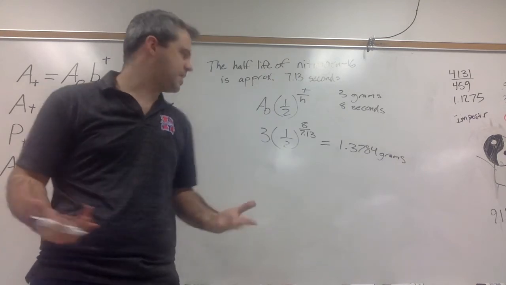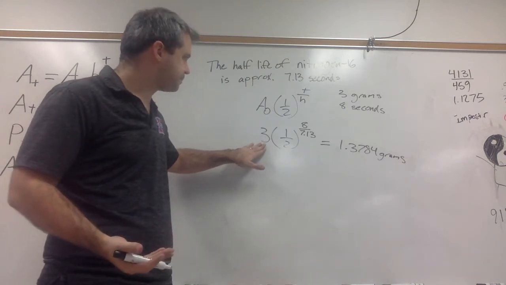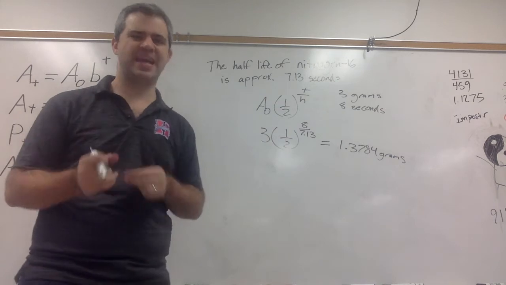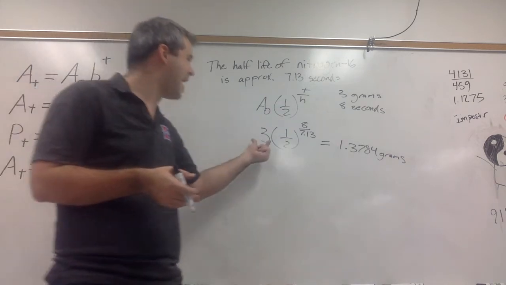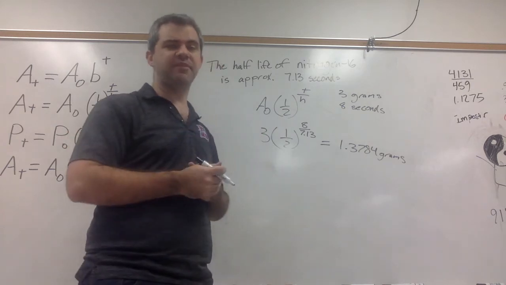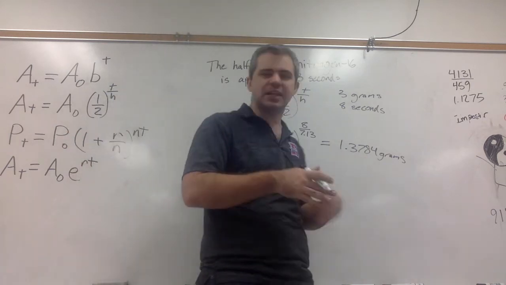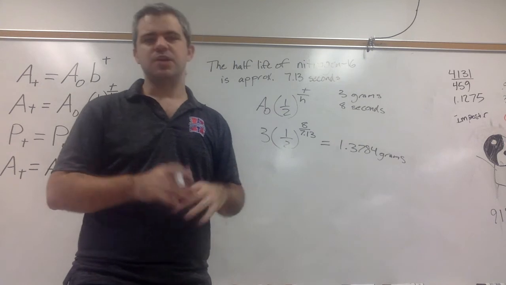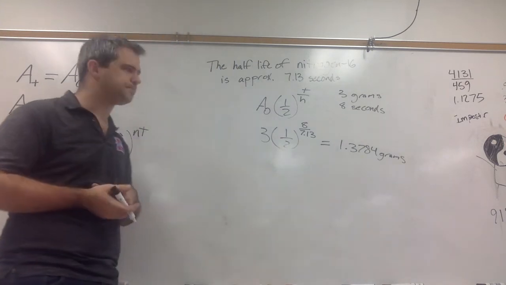Now let's see if this makes sense. So I've got this 3, and after 7 seconds, approximately, it should be cut in half. That'd be like 1.5. We're going a little bit above that, so we have a little bit less than that. So this answer makes sense.